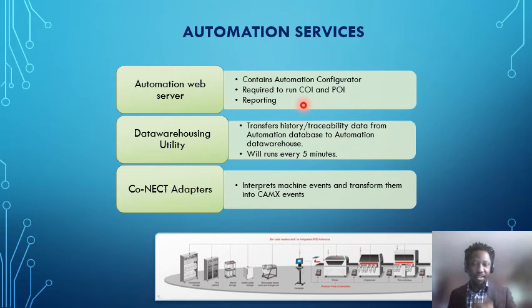The automation services. What are the services that we are going to get in this automation? We are going to get the automation web server, which is going to have the automation configurator, is going to be required to run the COI and the POI, and is going to have the reporting. In the data warehousing utility, we are going to transfer history and traceability data from the automation database to the automation data warehouse, running every 5 minutes. For the Connect adapters, those are the ones that will interpret the machine event and transform them into the CAMX event which the machine understands.